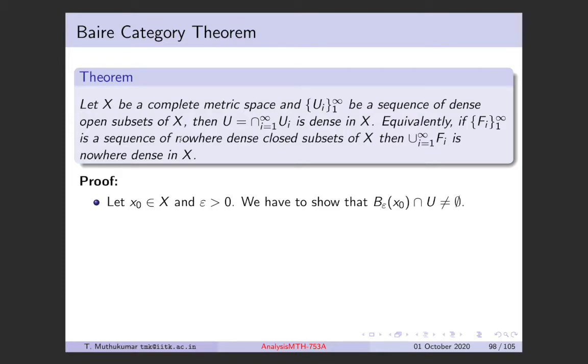So what is the proof? It is similar to the previous theorem's proof, but now we have a countable collection, so we have to do a limit process, unlike the previous finite collection. So you start with an x naught and you start with an epsilon. We have to show that the epsilon ball around x naught intersection U is not empty. That's what you need to show when you want to say U is dense.